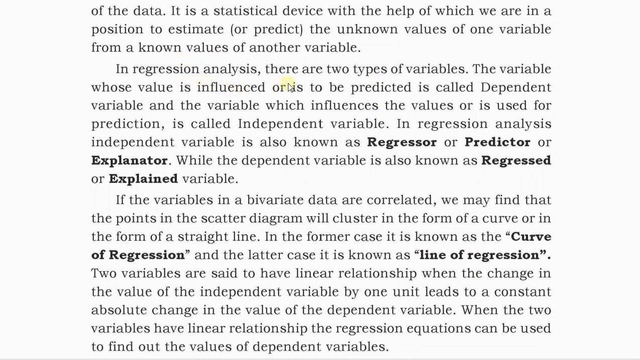In regression analysis, there are two types of variables. The variable whose value is influenced or is to be predicted is called the dependent variable, and the variable which influences the values or is used for prediction is called the independent variable.